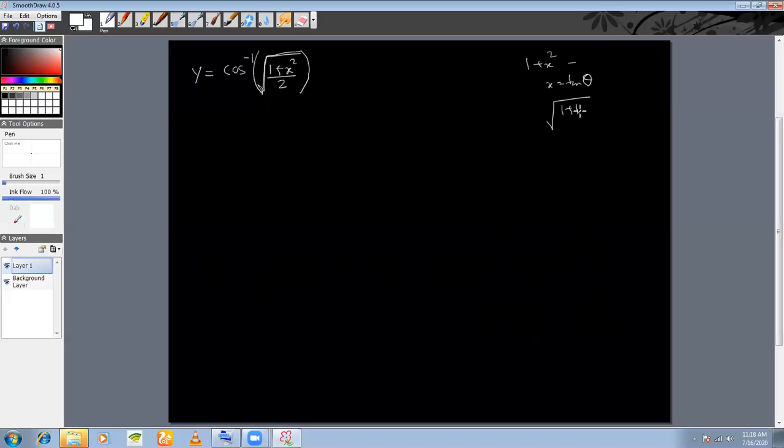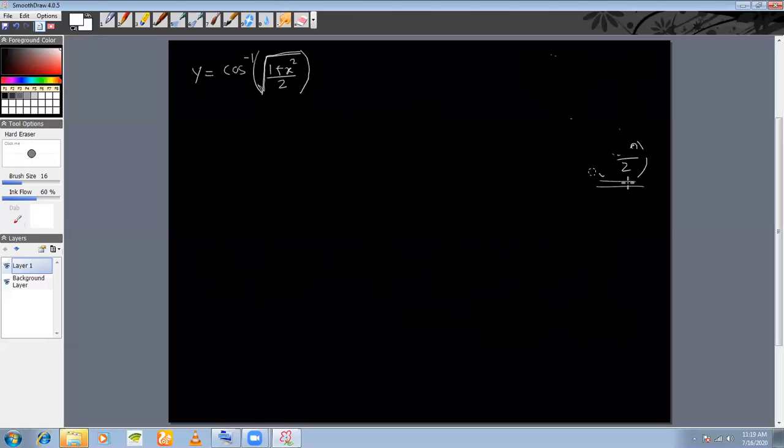1 plus tan square theta by 2, which is sec theta by 2. So you are actually getting cos inverse of sec theta by 2. Now what to do with this? I don't know what to do with this. We cannot do anything with this. Okay, that means something else has to be done. What has to be done?